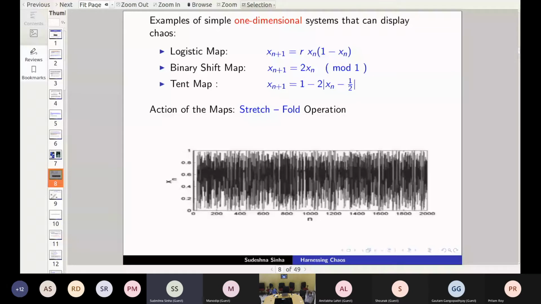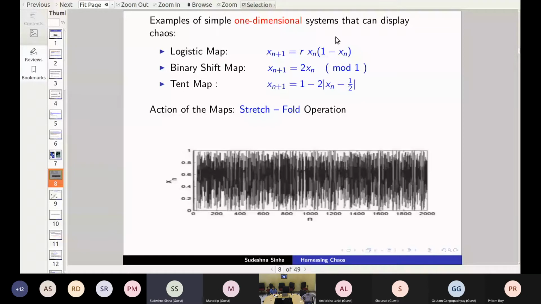So the first one is a one-dimensional system. Can't get simpler than that. There's just a variable x, a real number. And these systems I've put down here are what are called maps. So the time here is discrete. The evolution of the system is given where you take your state, put it through a function and generate the next thing. So it's like a stroboscopic picture of your time evolution.